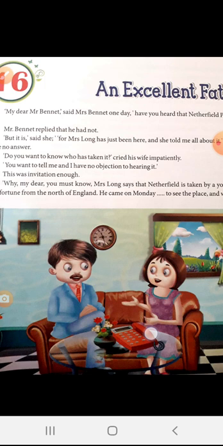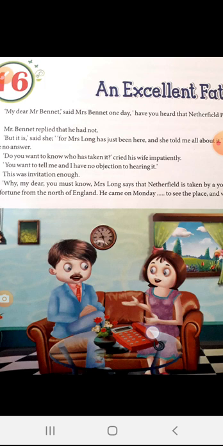Do you know? Do you want to know who has taken it? Cried his wife impatiently. You want to tell me? And I have no objection to hearing it. As I told you, Mr. Bennet was not interested. He gave a simple answer that he had not heard about it. So, listening to him, Mrs. Bennet asked Mr. Bennet, do you want to know who has taken that Netherfield Park, who had come there to stay?